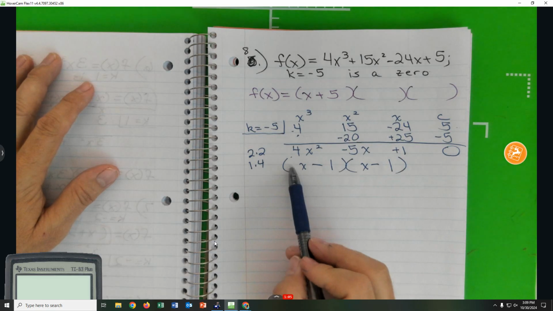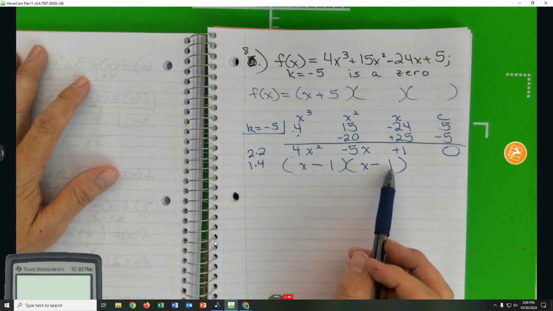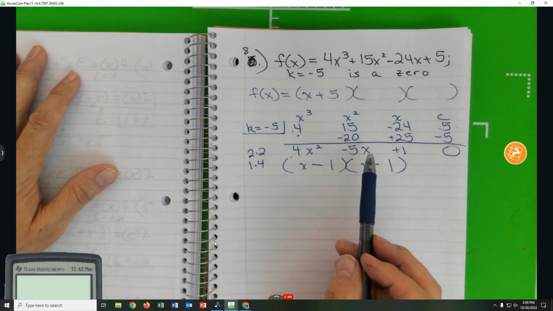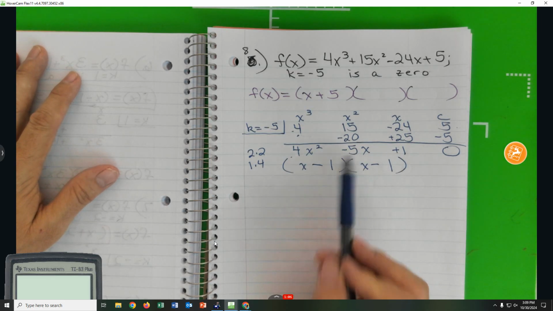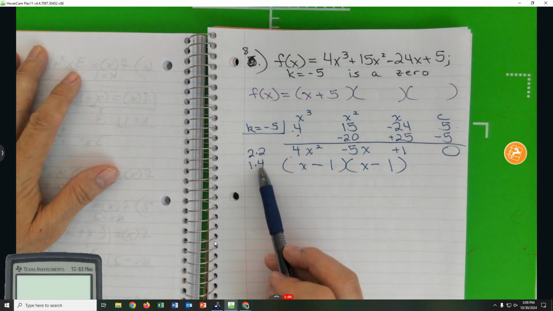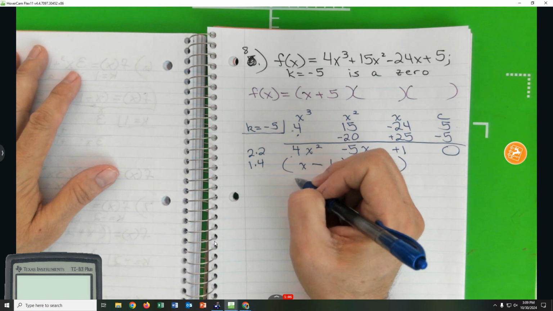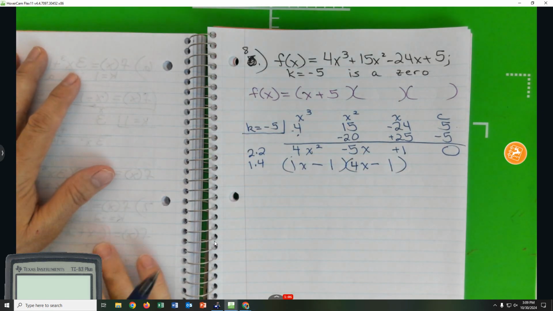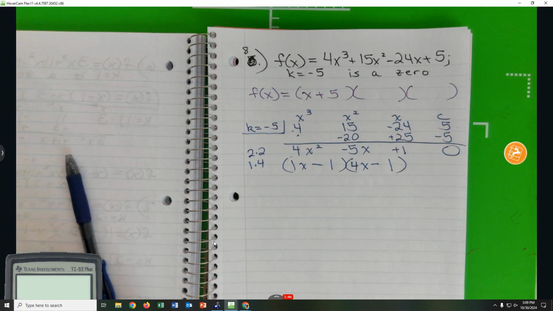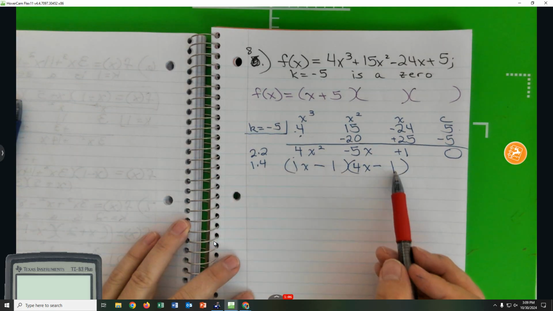If you try 2 and 2, you can pretty quickly convince yourself that it's going to give you a 4x right there, not that minus 5x that you need. So we're going to need a 1 and a 4. I'll use the 1 there and the 4 there. Does that give us back the minus 5x that we need? What's the outer product?